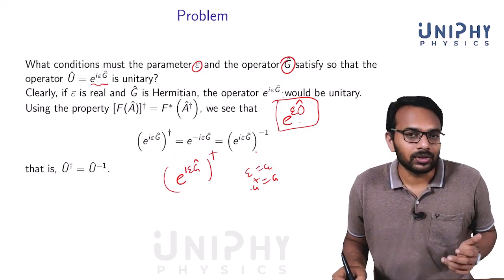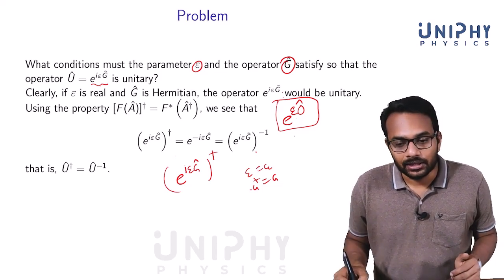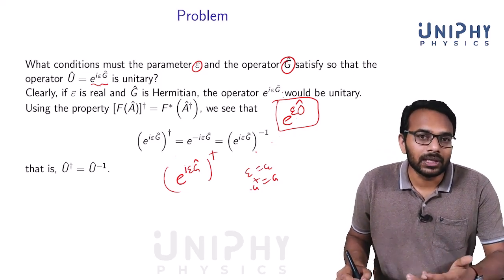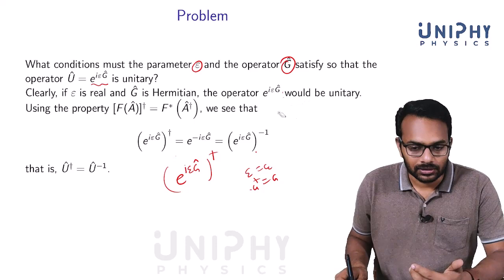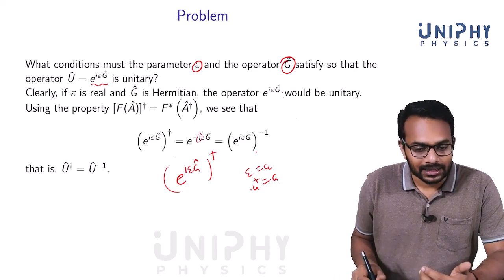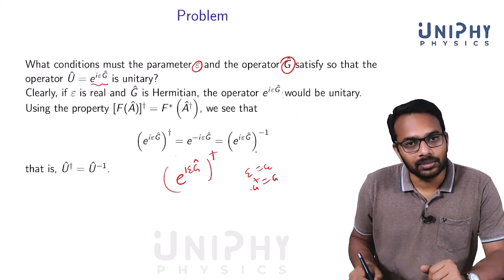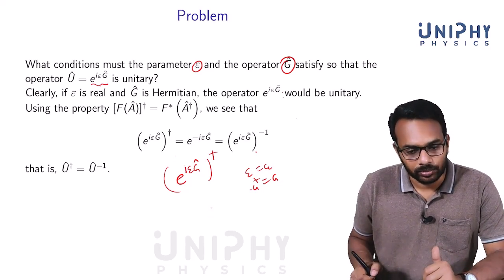If epsilon is a real parameter, then we see that O has to be equal to minus O dagger, which means it has to be skew Hermitian. So if there's an i here, then this has to be a Hermitian operator, and if there's no i here, then this has to be an anti-Hermitian operator.